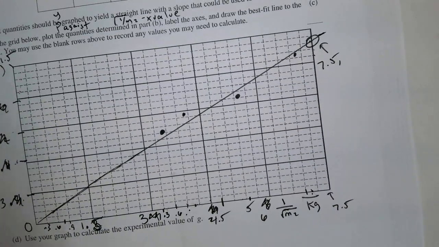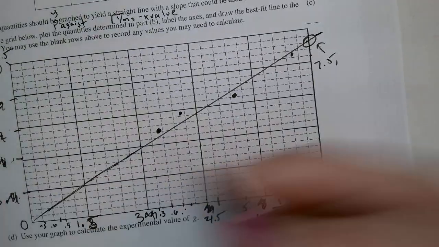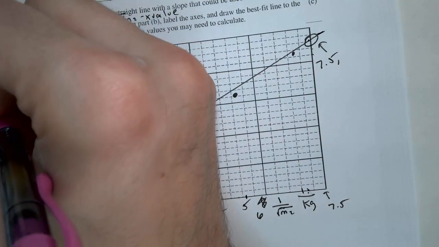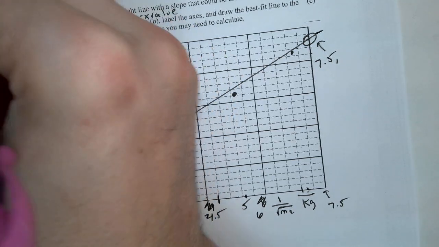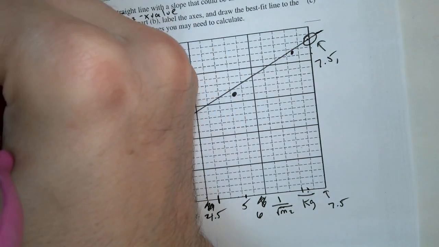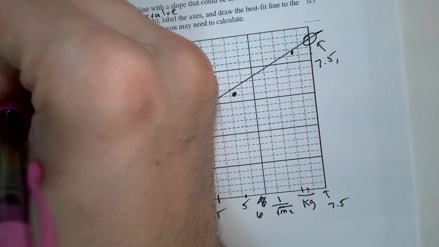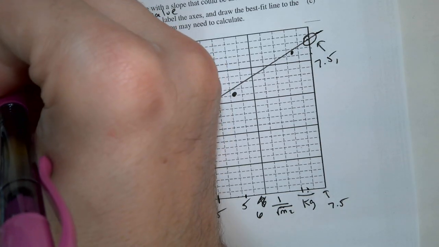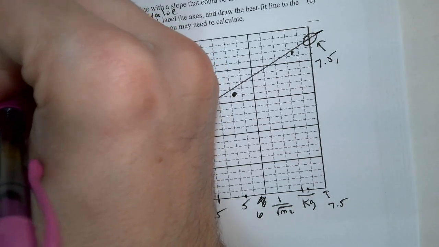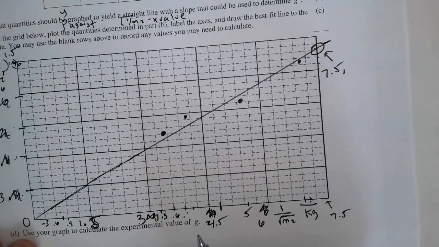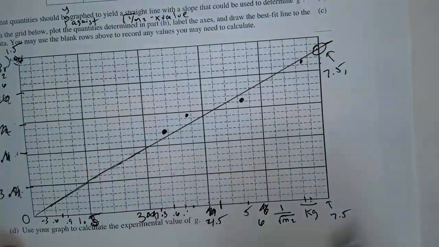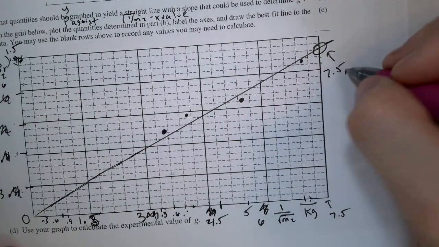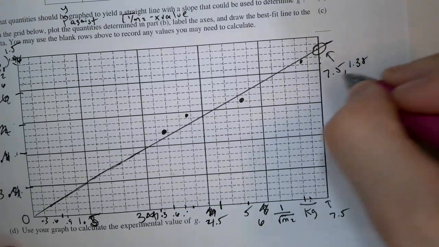1.5 minus 1.2, divide by 5. It is 0.06 each time. So this would be 1.26, 1.32, 1.38, and then 1.44. Got it. Okay, so this point right here is 1.38.